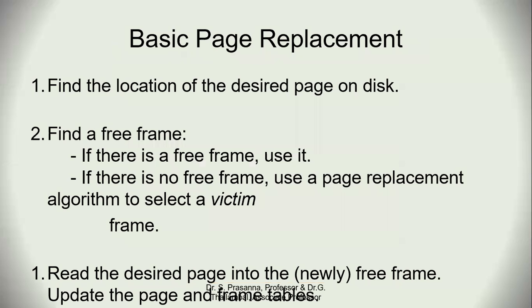So basic page replacement contains these steps. Find the location of the desired page on disk. In step 2, find a free frame. If there is a free frame, use it. If there is no free frame, use a page replacement algorithm to select a victim frame. Then read the desired page into the newly freed frame, and update the page and the frame table.